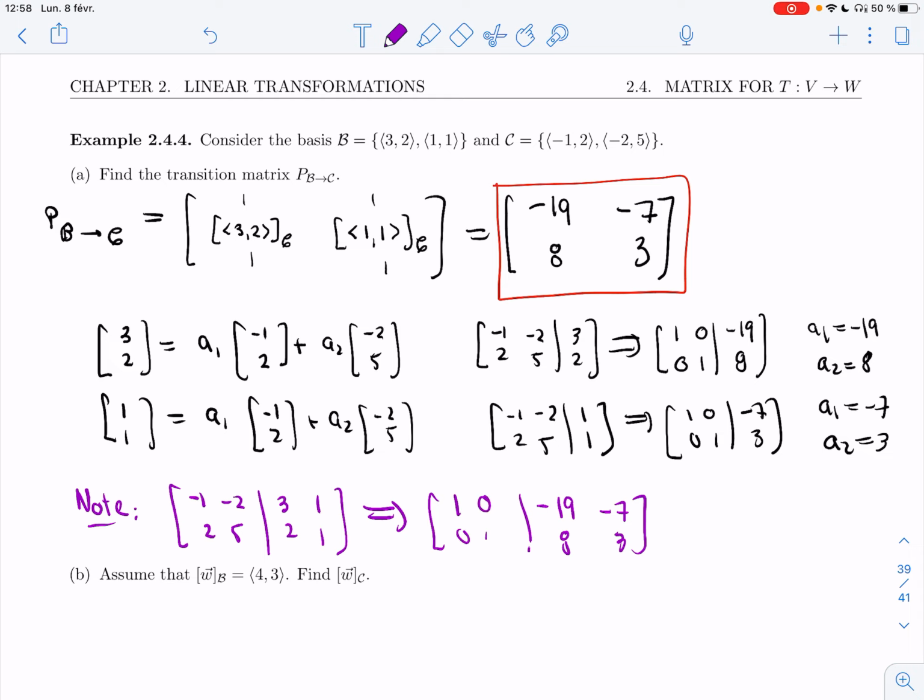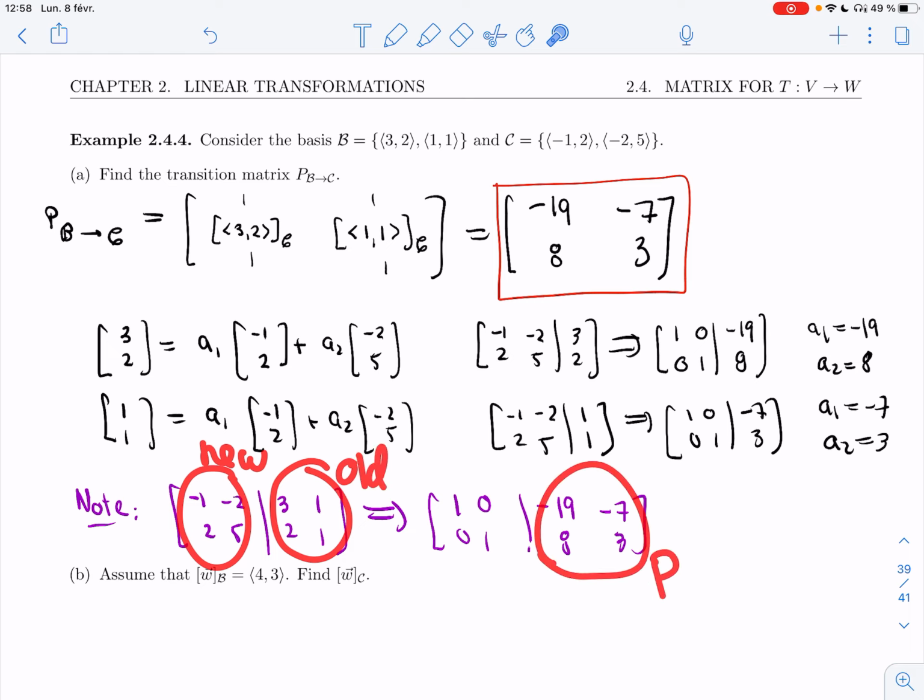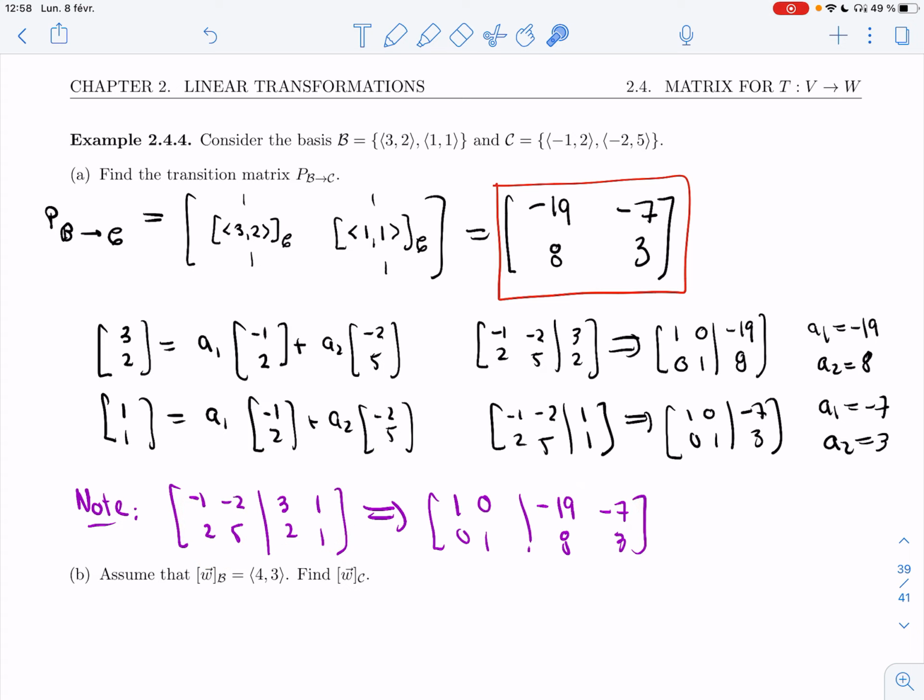This is what I would get. And so you don't need to do two separate steps. You could do just a single one, and you're going to get whatever's here. That's going to be your transition matrix. So you put the new basis and the old one, and this is going to be your P from the old to the new. I'll say it in the takeaway below.